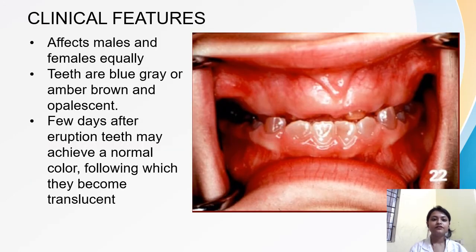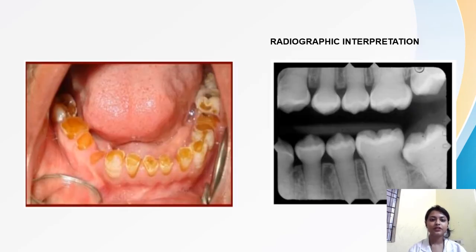Clinical features: it affects males and females equally. Teeth are blue, grey or amber brown and opalescent. Few days after eruption, teeth may achieve a normal color, following which they become translucent. So this is actually the problem. When they get abraded, that amber color will come out. As a radiographic interpretation, we are seeing how it gets abraded and how the dentin is exposed, and it is complete. Here we are finding where the dentin is and the enamel structure.